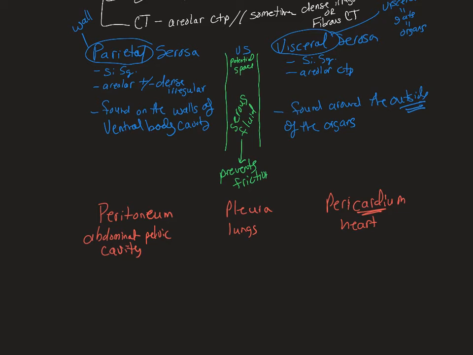Okay, and we do have parietal and visceral pleura. Let's change the color. And we do have parietal and visceral pericardium, and we do have parietal and visceral peritoneum.